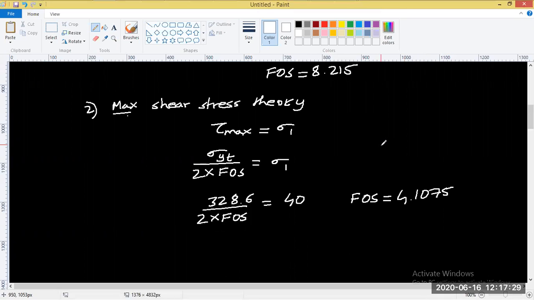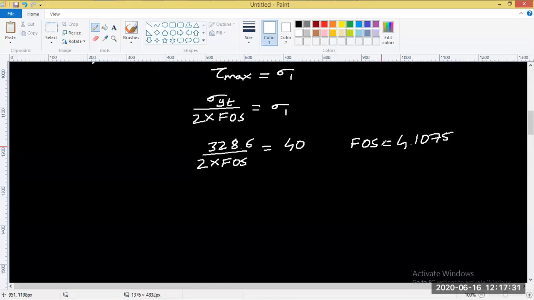And the more the factor of safety means, the more is your material requirement, then more is the weight and all those things. Okay.